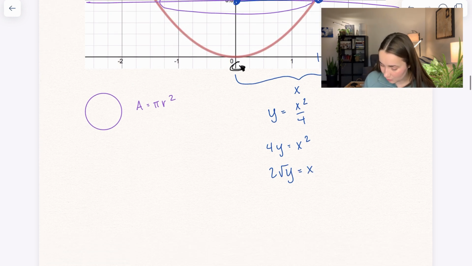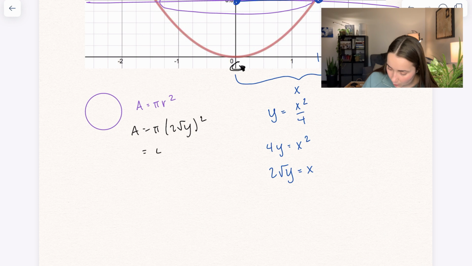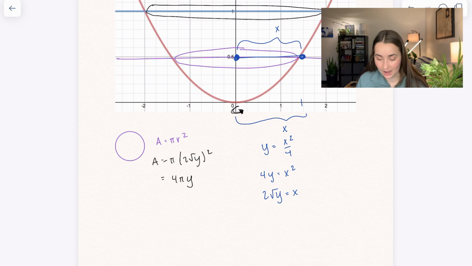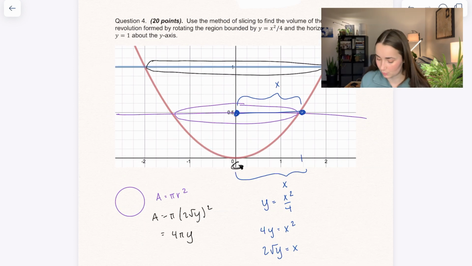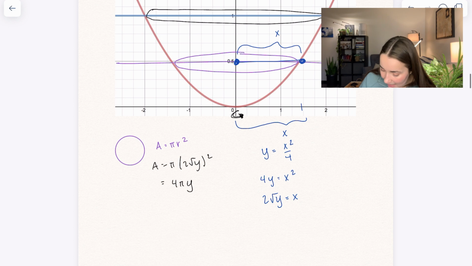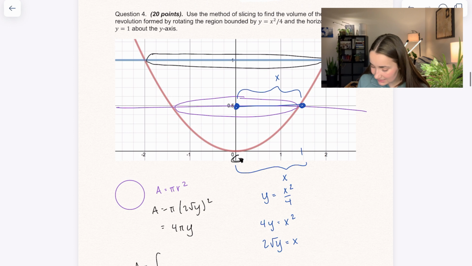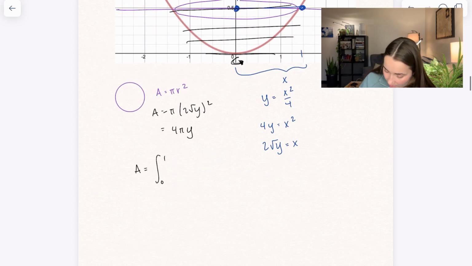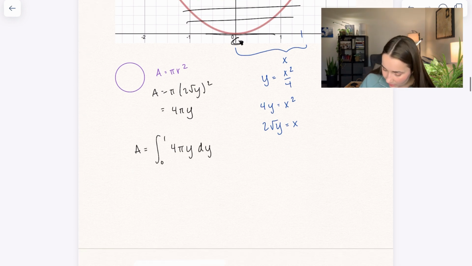So here we can plug this into our area. Area is equal to pi times the radius, 2 times the square root of y, squared. And here that becomes 4 pi y. So now notice that we are going to be integrating in terms of y, and that also helps from that multiple choice question we just did. So here we're going to add up all of these areas, which is the integral. And so here we're taking slices starting from 0, and we're taking slices all the way going up to 1. So that tells us our bounds, 0 to 1, of all of our circles, 4 pi y in terms of y. So let's go ahead and integrate this thing.